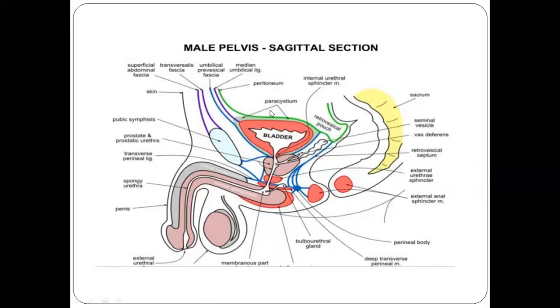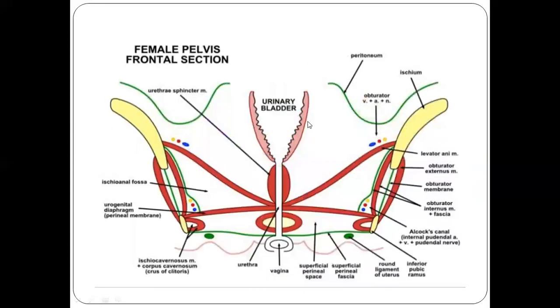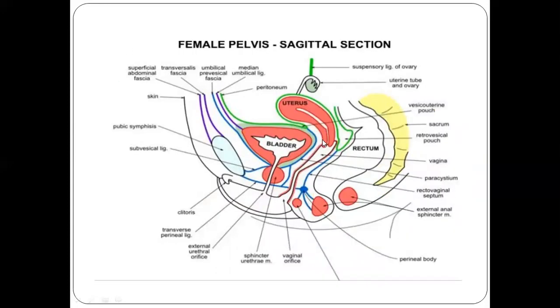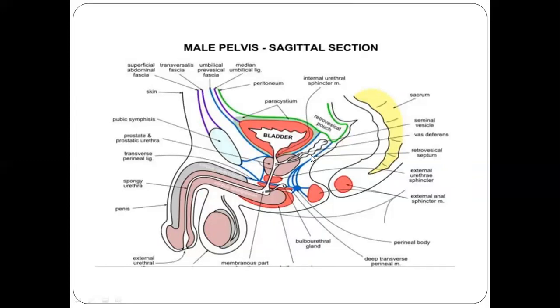This is the superior surface, which is covered by peritoneum. Sorry, this is the base or posterior surface, which is also covered by peritoneum. This is a fold of peritoneum coming downward. The prostate gland, seminal vesicle and vas deferens ducts unite to form the ejaculatory duct, which opens into the prostatic urethra. This is the prostatic urethra, this is the membranous urethra, and this is the penile urethra.